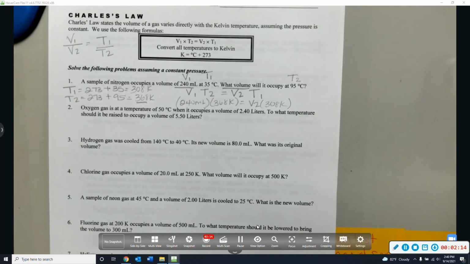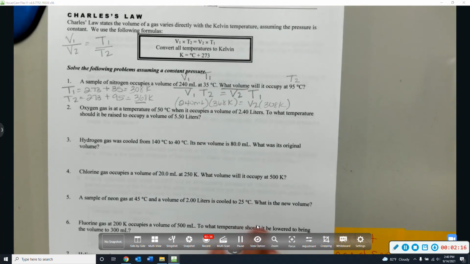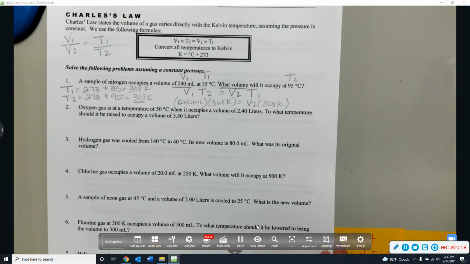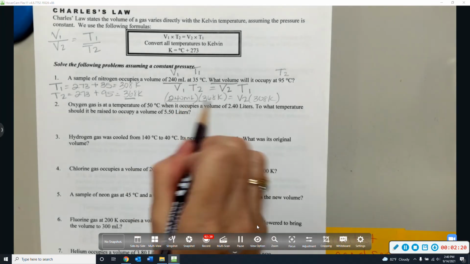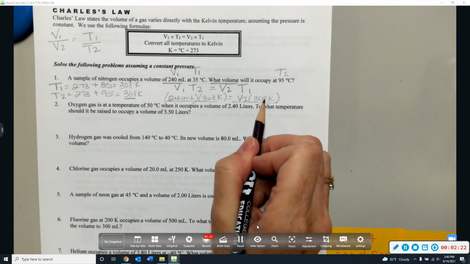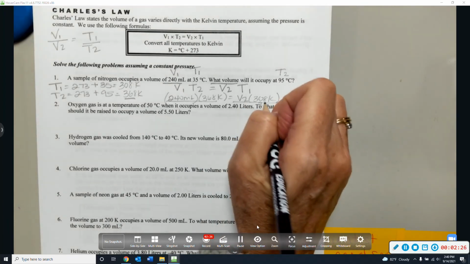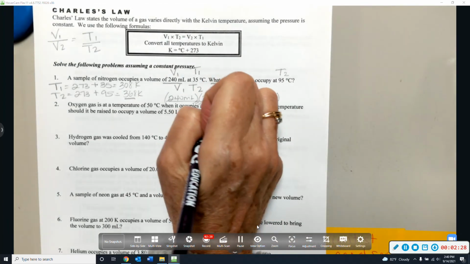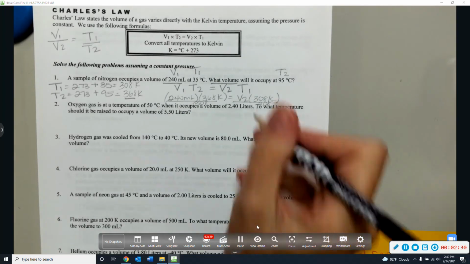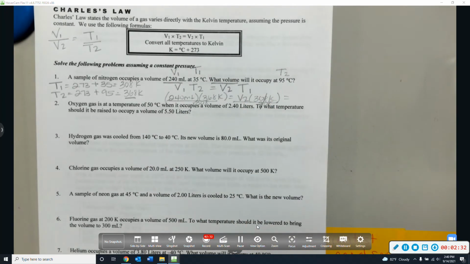Okay, so just like in Boyle's law, we're going to multiply and divide by the other side. So here, I want to get rid of this 308 because I want to put V2 by itself. I've kind of run out of room here, but I'm going to divide both sides by 308. So this cancels out, and V2 is going to equal whatever this is.